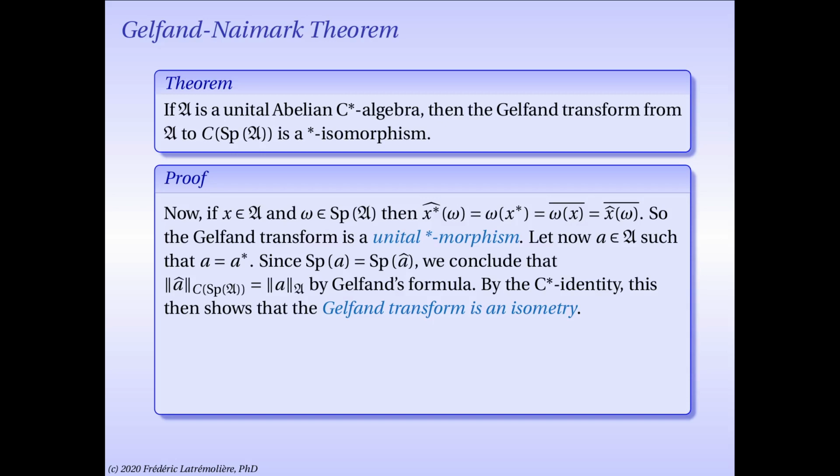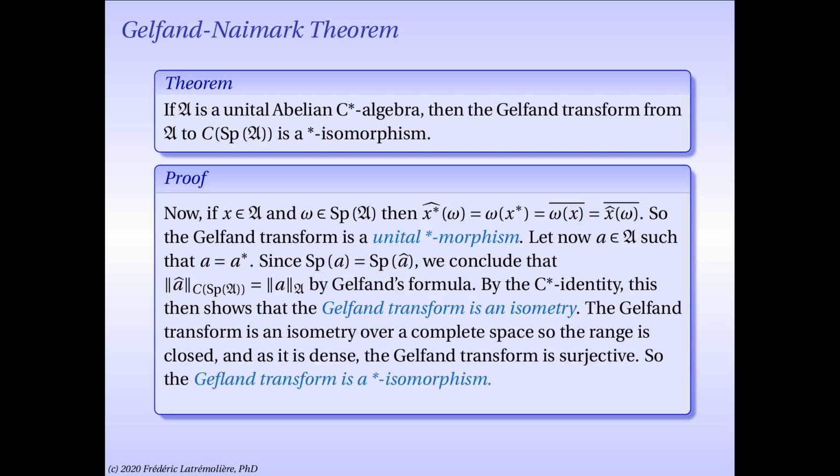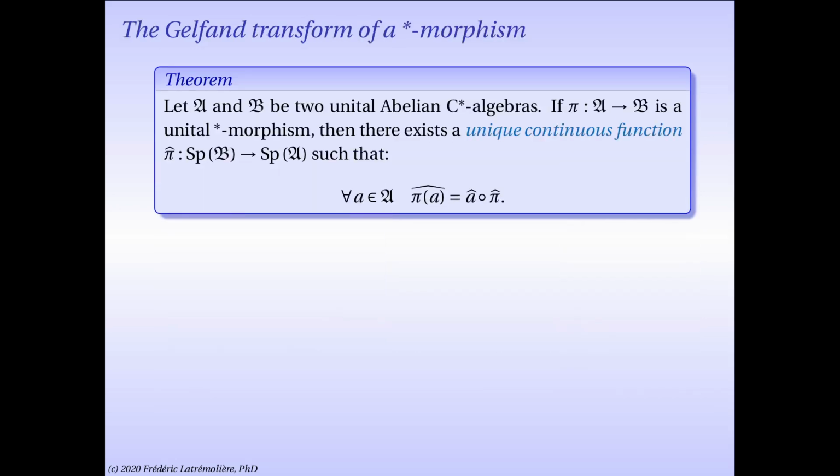And from there, we deduce immediately the Gelfand transform is an isometry. So to put all that together, we have a unital star morphism, which is also an isometry from a complete space to some space and has a dense range. Putting all that together, you get that we have indeed proven the Gelfand transform is a star isomorphism. This is a very beautiful, very deep result. So let's not stop here.